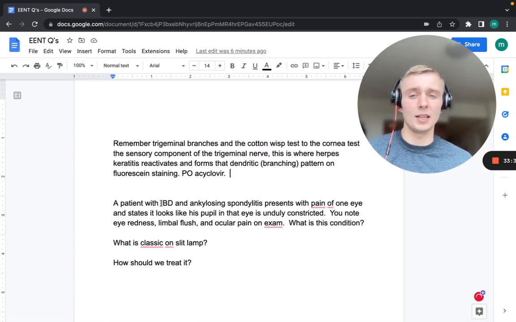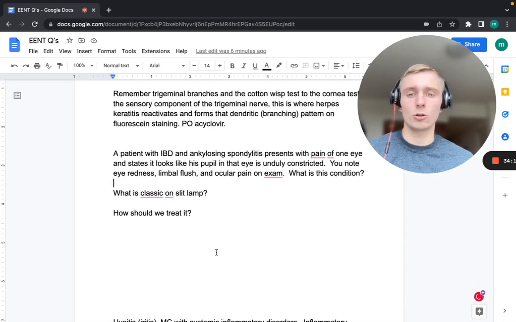Next one is a patient with IBD, inflammatory bowel disease, who also has ankylosing spondylitis and presents with pain in one eye. He states it looks like his pupil has been unduly constricted, more constricted than you would think it would be. On exam, he has eye redness, limbal flush, and ocular pain. What is this condition? What is classic on slit lamp examination of this patient? And how should we treat it?